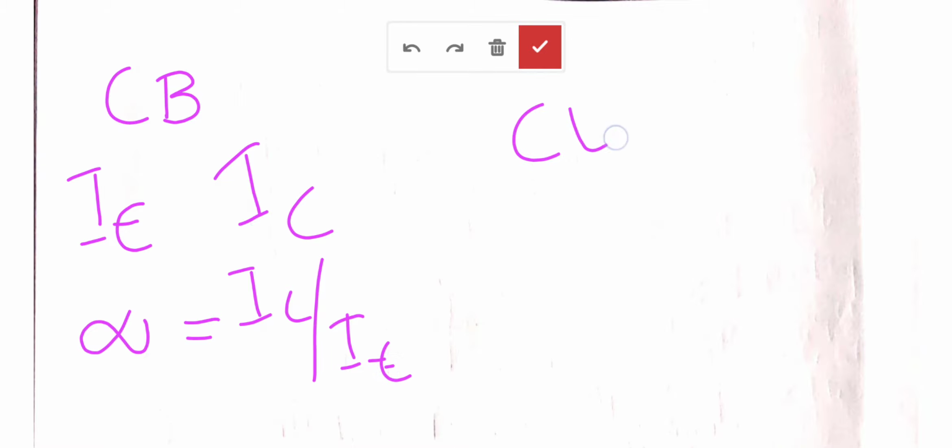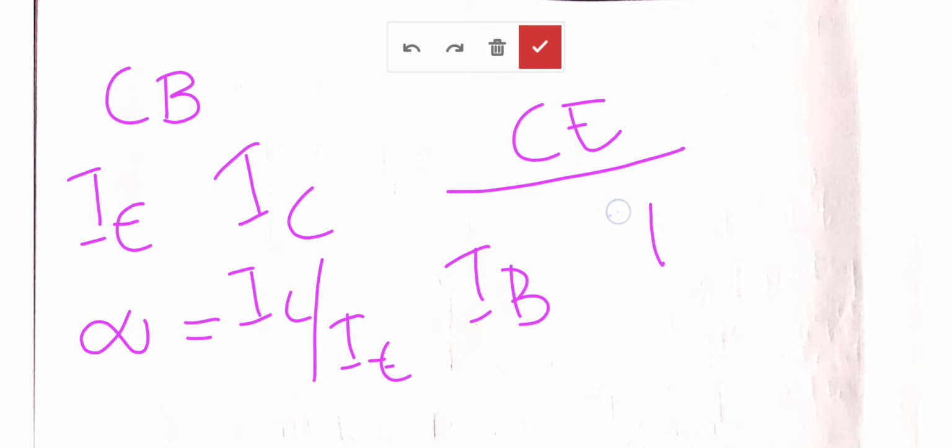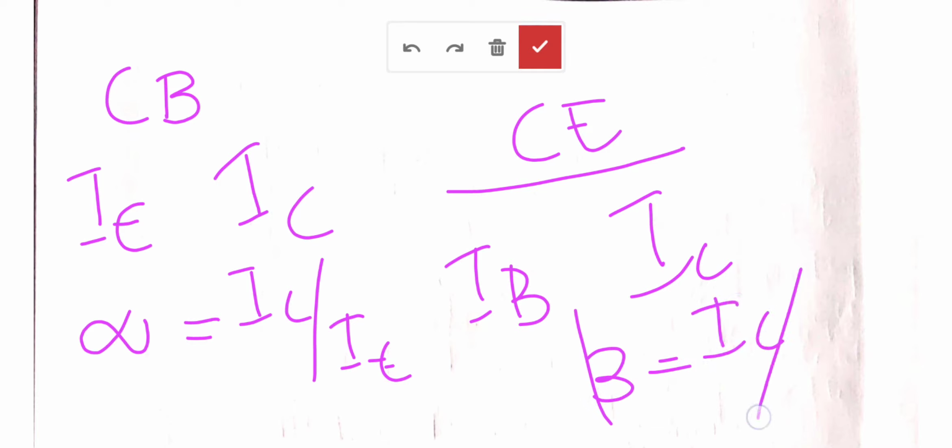Next, in the case of common emitter, emitter is common. So the input current is IB. Output current is IC. So the current gain beta is equal to IC by IB. So last one, under common collector, input is IB and output is IE. So the current gain gamma is equal to output by input, IE by IB.